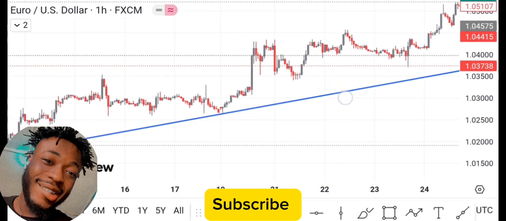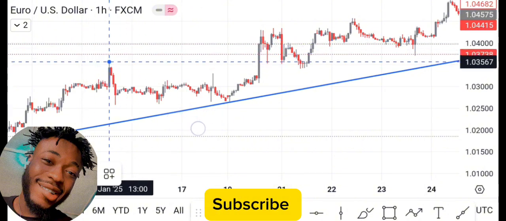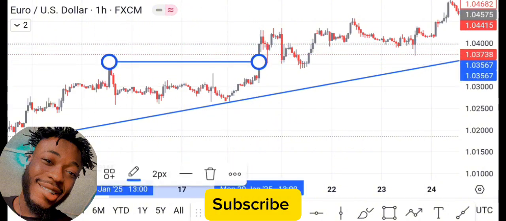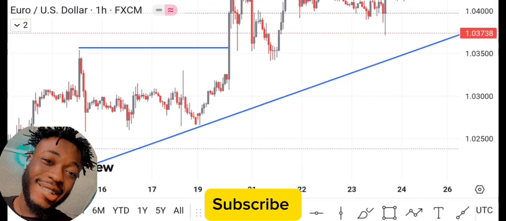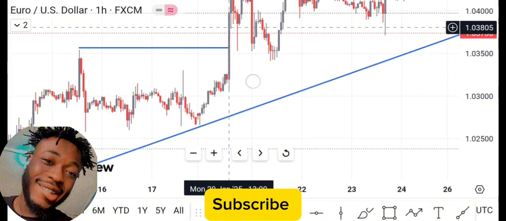Now, for example, if you want to take trades here, this is a valid break of structure right here. And after this valid break of structure, we saw this fast momentum, this candle with huge volume. You can see this candle with huge volume.